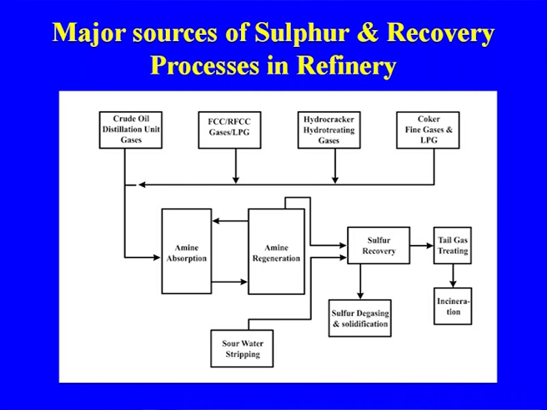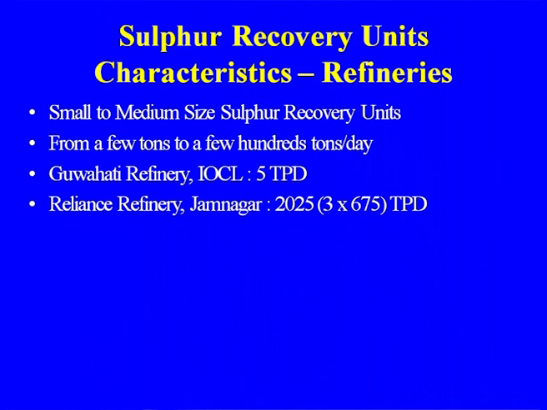This is actually the same process that we discussed. Sulfur recovery unit characteristics: small to medium size sulfur recovery units, from a few tons to a few hundred tons. For the Guwahati refinery, because the sulfur content is low, the sulfur production is less. But in the case of Reliance Jamnagar, where they are processing heavier feedstock, the production of sulfur is high.